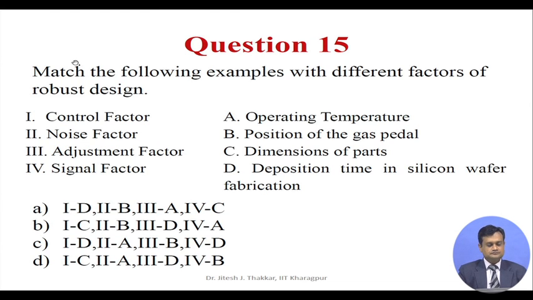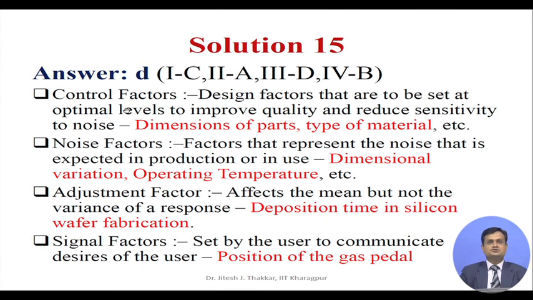Question 15. Match the following examples with different factors of robust design. You are given 1 control factor, 2 noise factor, 3 adjustment factor, 4 signal factor, and you have various options like A, operating temperature, B, position of the gas pedal, C, dimensions of parts, D, deposition time in silicon wafer fabrication. The correct answer is D, which states that 1 matches with C, 2 matches with A, 3 is with D, and 4 is with B.